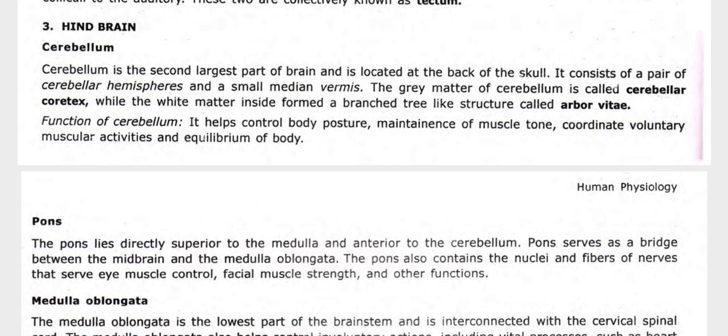It consists of a pair of cerebellar hemispheres and a small median vermis. The grey matter of cerebellum is called cerebellar cortex, while the white matter inside forms a branched T-like structure called arbor vitae. Then, function of cerebellum. It helps control body posture, maintenance of muscle tone, coordinate voluntary muscular activities and equilibrium of body.